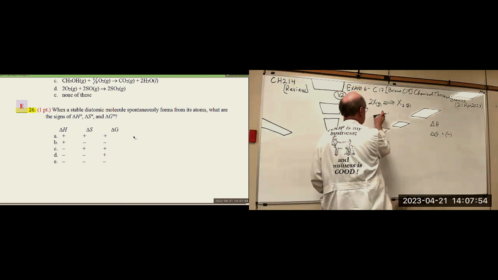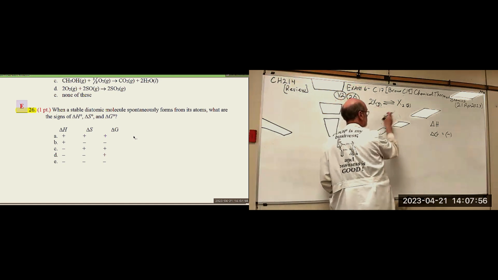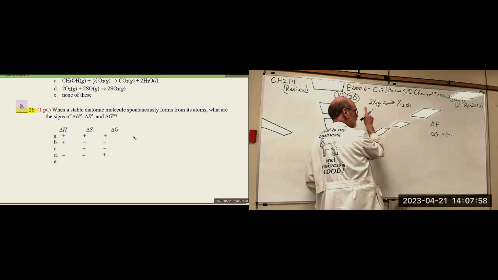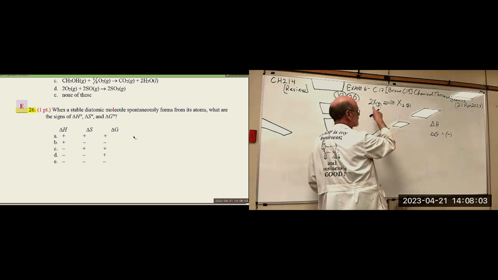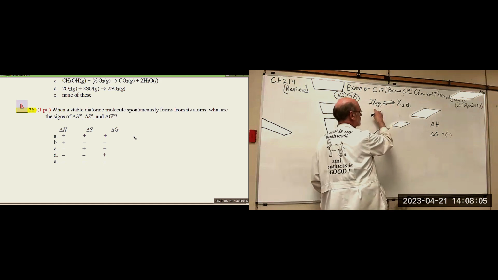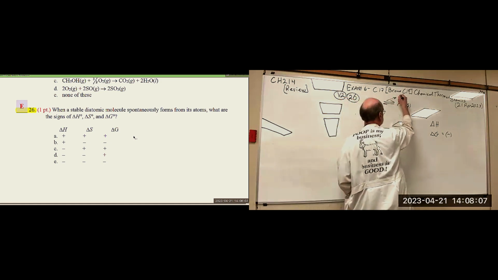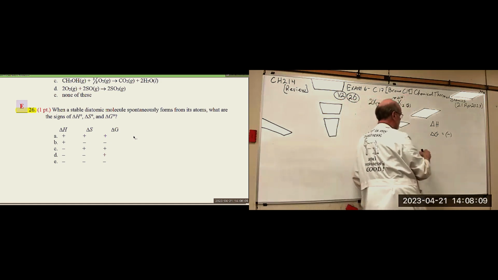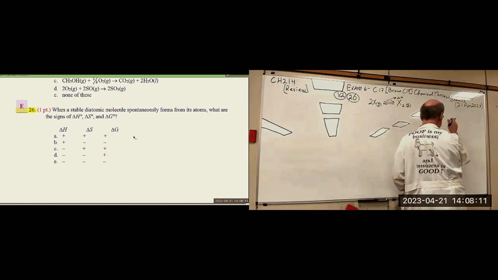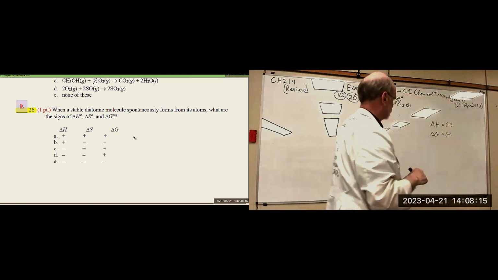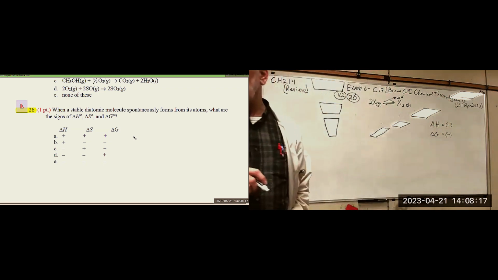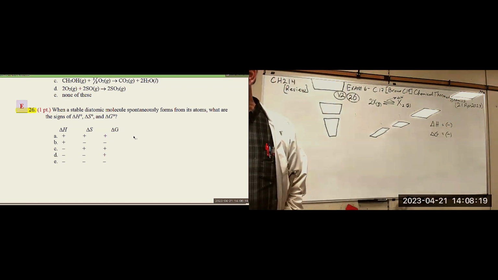And these separate atoms have bonded. The only reason that this bond would form is if this one's lower energy than that one. So this one has to give up energy. That means energy is leaving the system. This is exothermic.